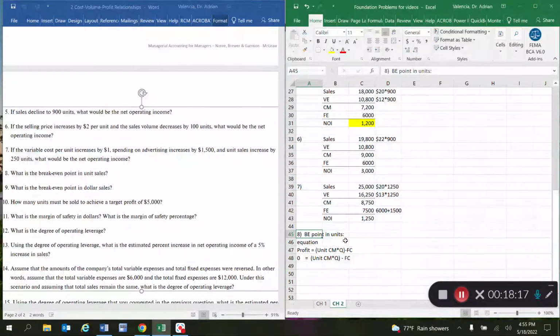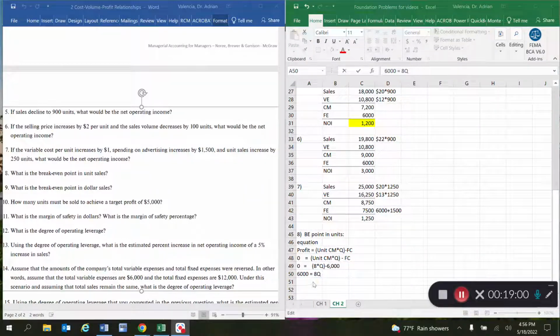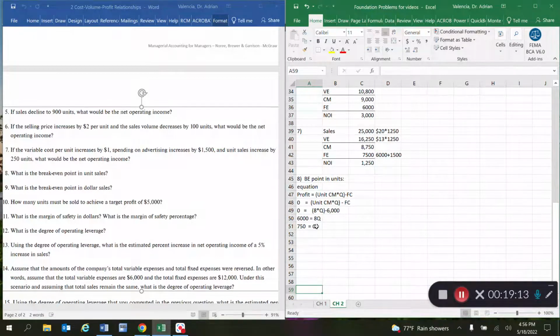So this would be equal to 0 equals 8 times Q, which is what we're trying to figure out, minus the $6,000. So if we do our algebra here, this is going to equal $6,000 because we bring the 6,000 to the other side, equals 8Q. Oops, I didn't put the equal sign, my bad, sorry. Equals 8Q. And then if we do a little bit more algebra and we divide by 8 on both sides, then we're left with 750 equals Q. So what that means is the quantity that I need to sell in order to break even, to have a 0 net operating income, is 750 units.